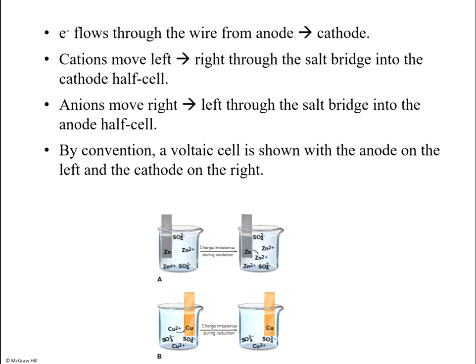And looking overall, electrons flow through the wire from the anode to the cathode. The cations move left to right through the salt bridge into the cathode half cell. The anions move right to left through the salt bridge into the anode half cell. In general, following convention, a voltaic cell is shown with the anode on the left and the cathode on the right.